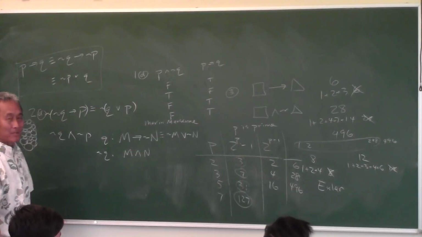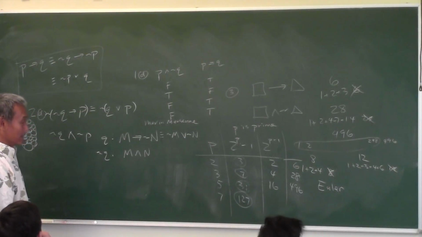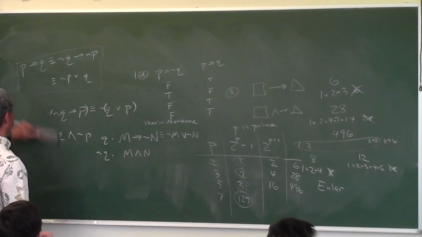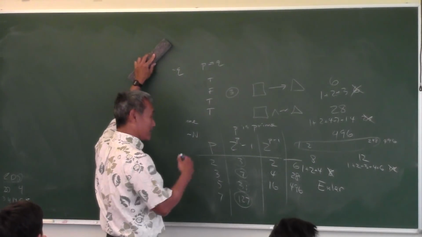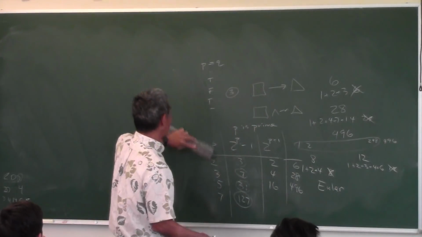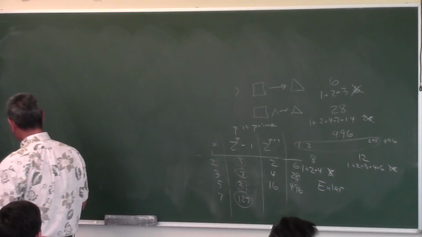How many Mersenne primes are there? Yeah, there's infinitely many, so therefore there's infinitely many perfect numbers. But see, the problem is they're so huge you can't really tell. So you need computers to work on that. All right, now we can move on.